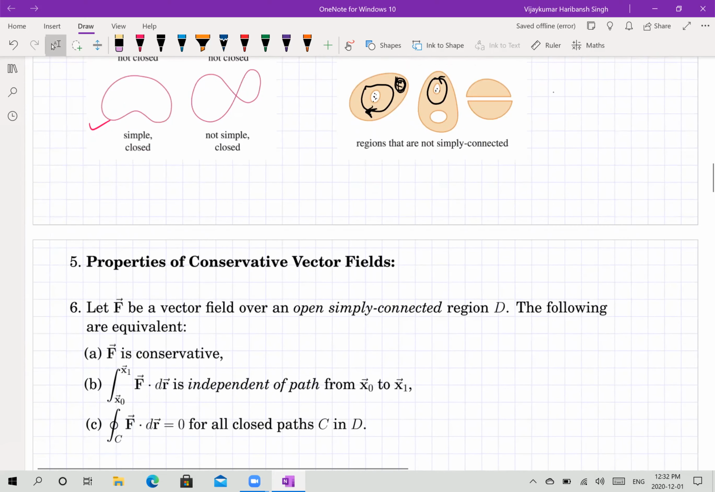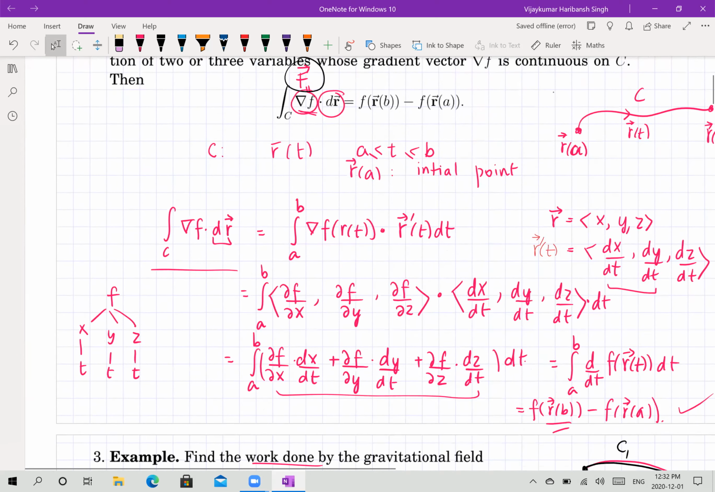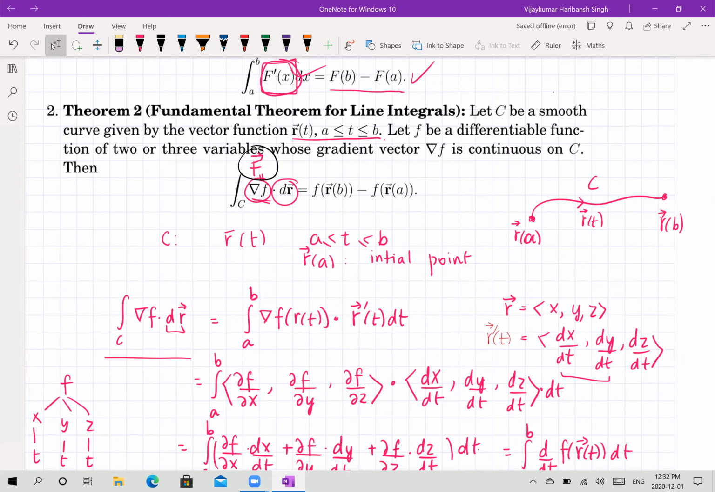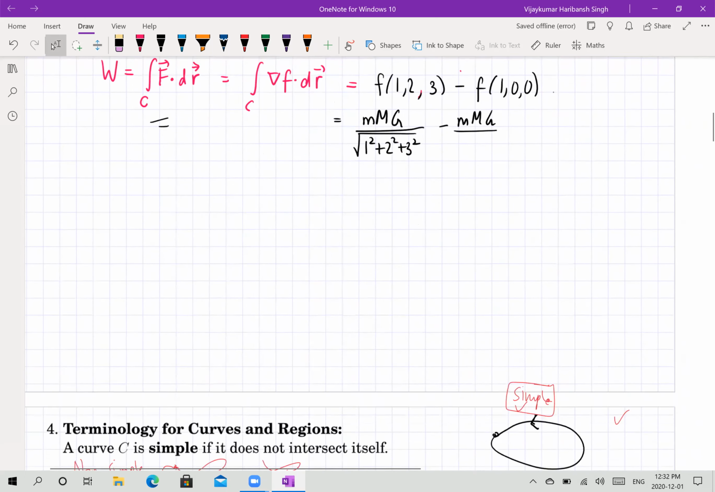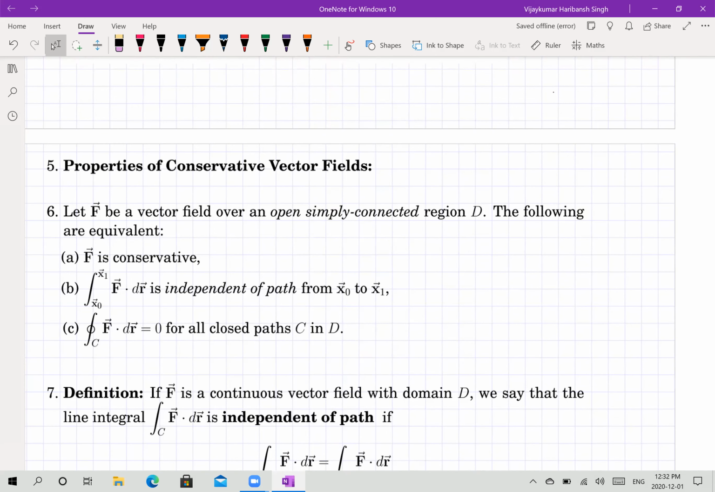So now, again, we want to understand the conservative nature of a vector field. Again, the reason is because the line integral seems to be easy to compute when we are looking at conservative fields. The reason again is that they depend on only the endpoints. So we have the following theorem. These results are equivalent. Let F be a vector field over a simply connected region D. Then the following are equivalent.